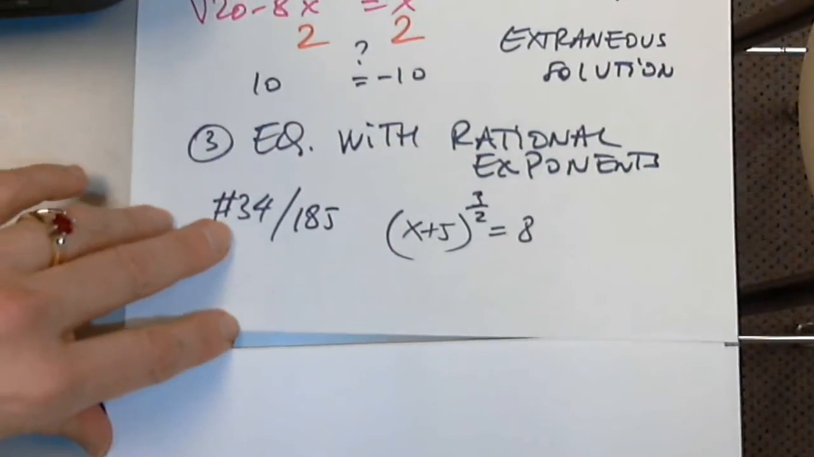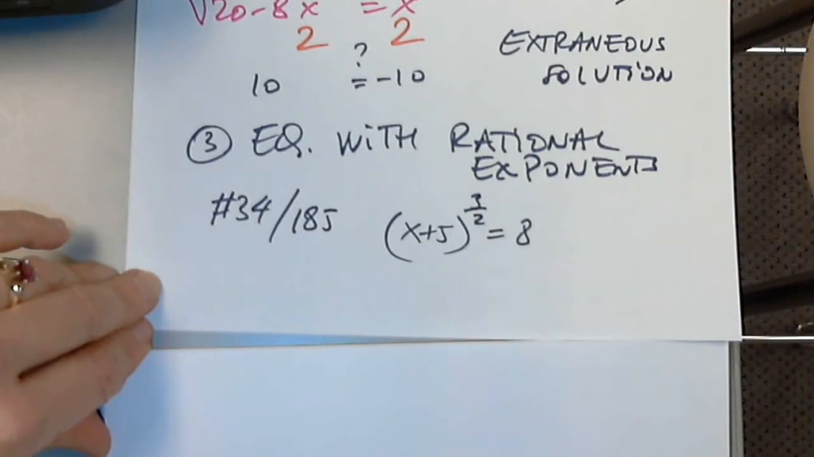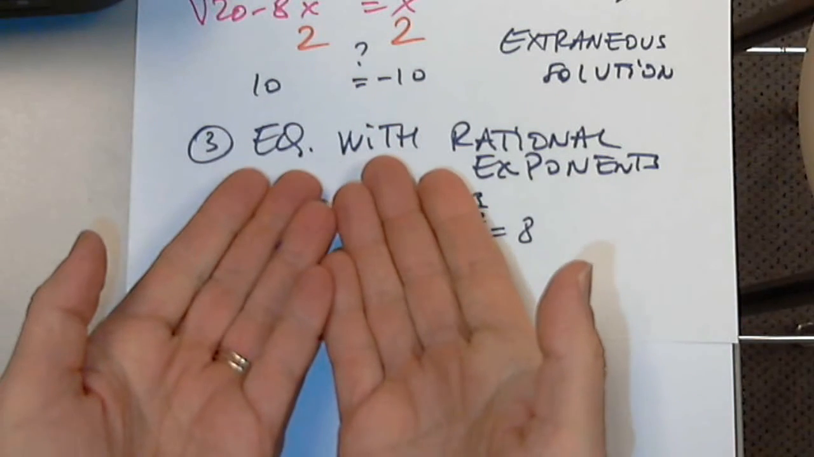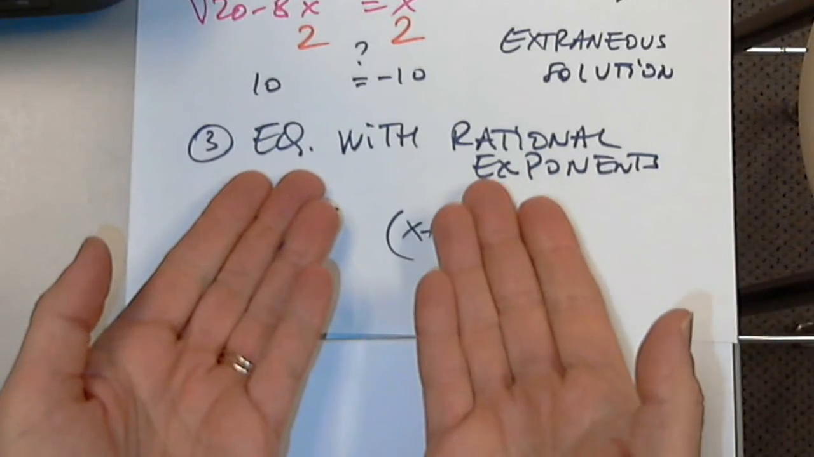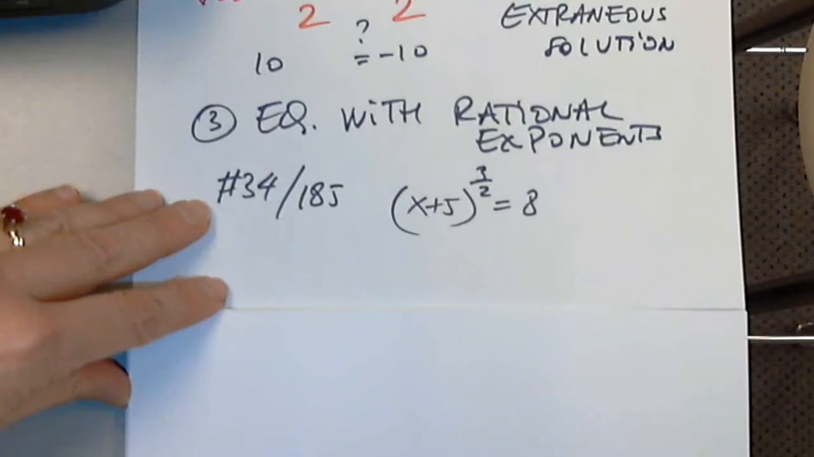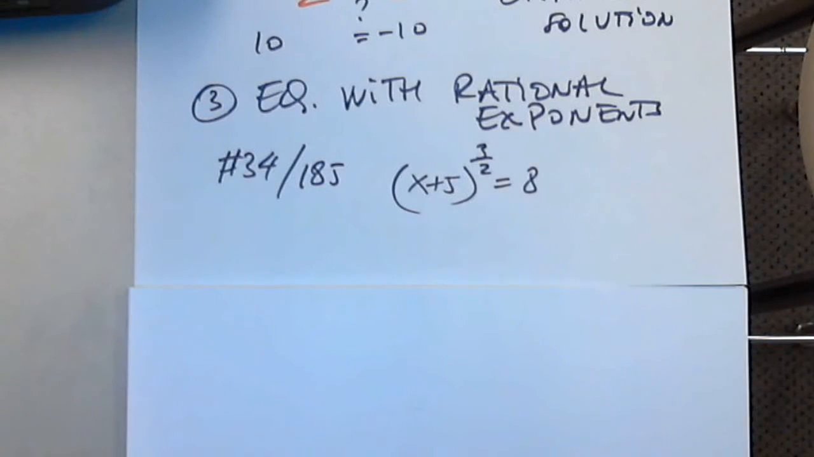What type of equation is this? Rational. Quadratic? No. Linear? It's an equation with rational exponents. Thank you. Sorry, I trapped you. It is right there, right?